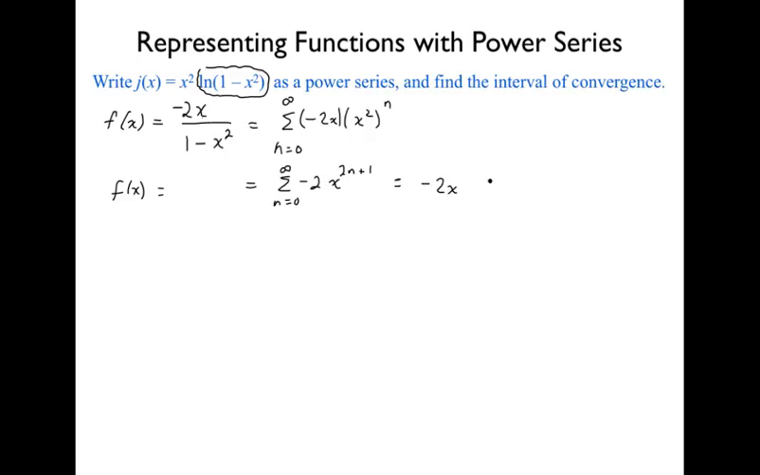And then -2 x cubed. Am I doing this right? Are we good? You agree with that? A couple nods. Okay, good. So now we've got -2x over 1 minus x squared.